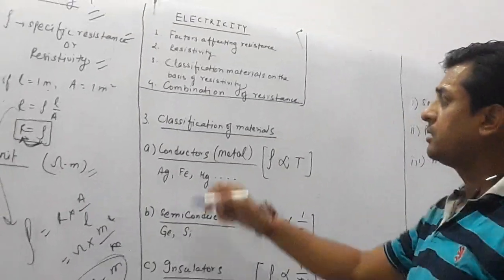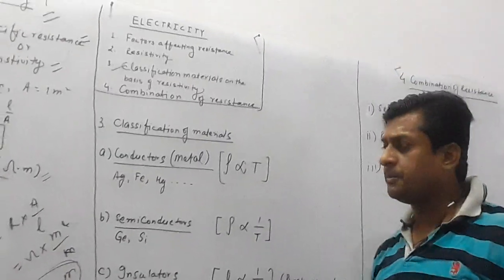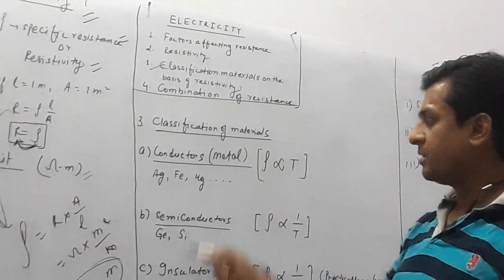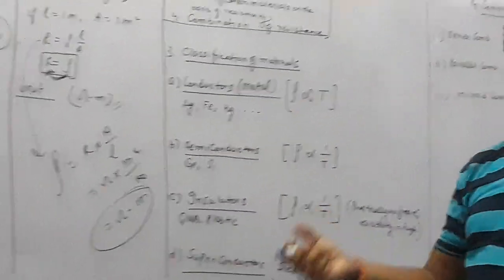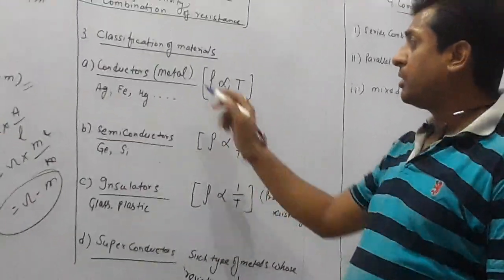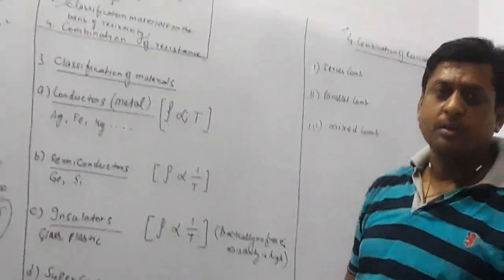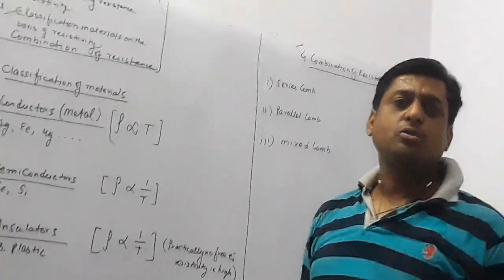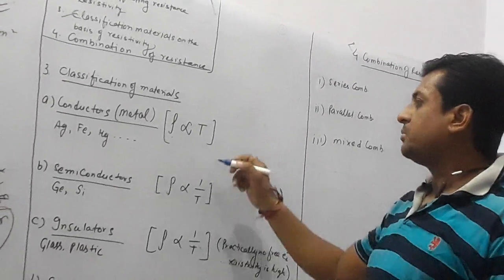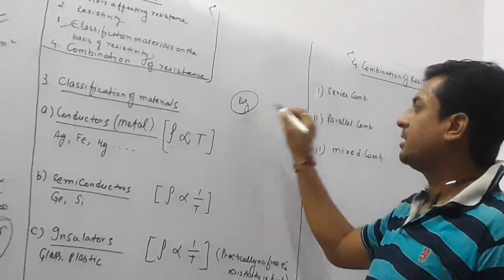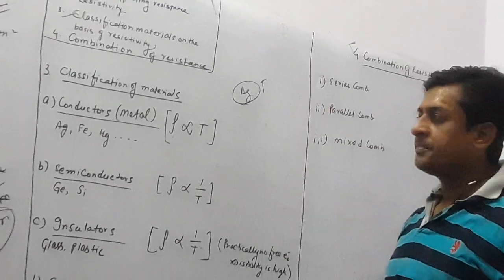The next, third topic is classification of materials on the basis of resistivity. There are four types of materials: conductors, semiconductors, insulators and superconductors. Conductor, if we take the example like metal, for that resistivity varies directly with the temperature. Means those substances are said to be conductors whose resistivity increases on increasing temperature. Suppose silver is there. Silver is a conductor. Now, if you increase the temperature of this particular silver metal, then what happens?